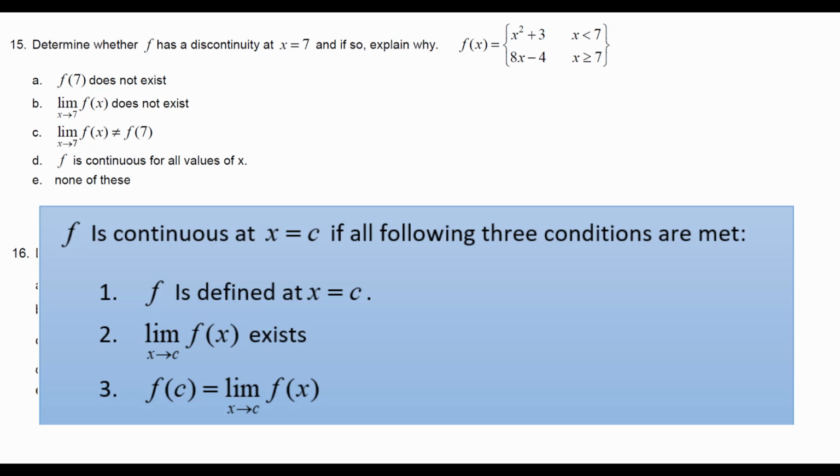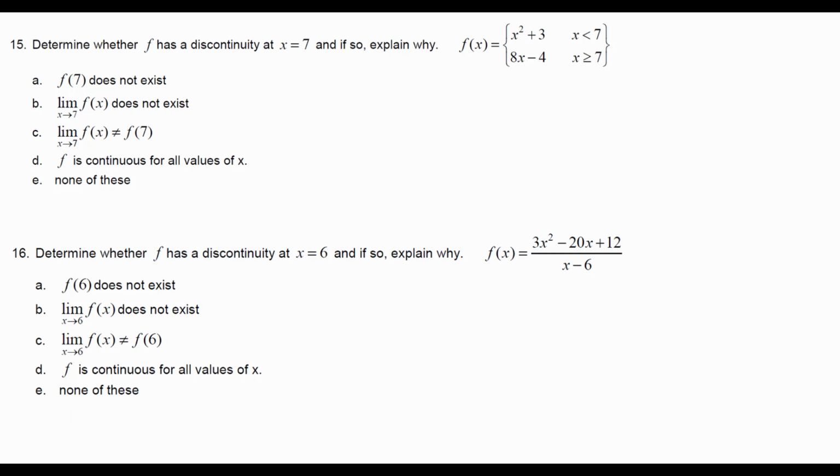Number 2, if the limit as x approaches 7 of f of x exists, which means I have to find out whether the left limit of f of x as x approaches 7 and the right limit of f of x as x approaches 7 are equal to each other. And if so, then we can conclude the limit exists. And the third condition was that number 1 and number 2 have to be the same, which means f of 7 has to be equal to the limit as x approaches 7 of f of x. So let's check to see if f is continuous at 7 or not.